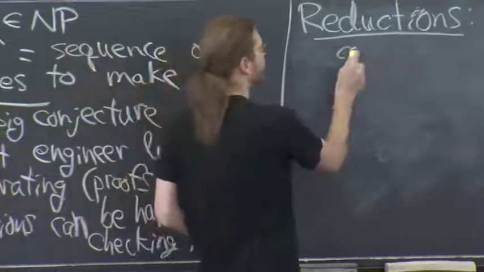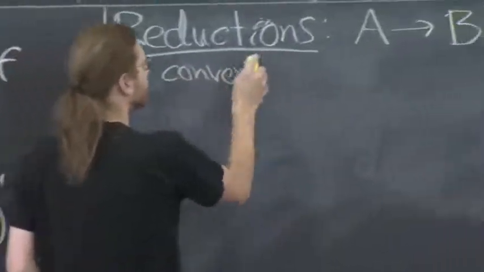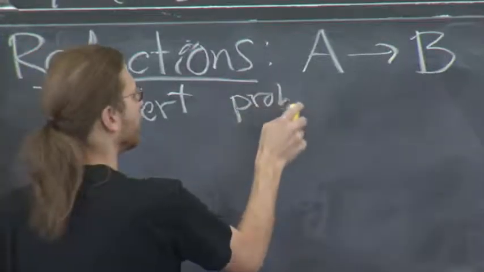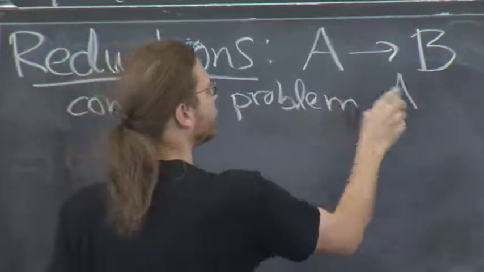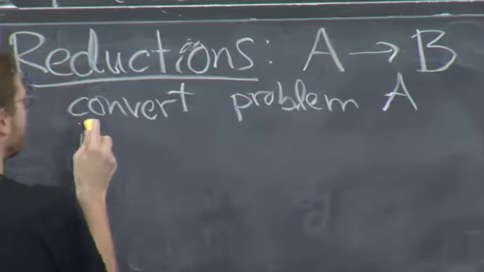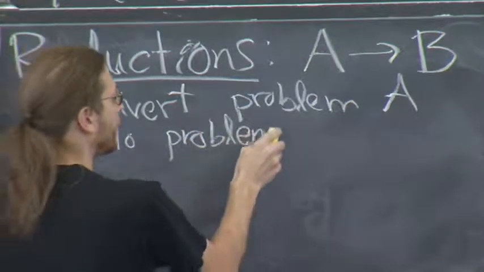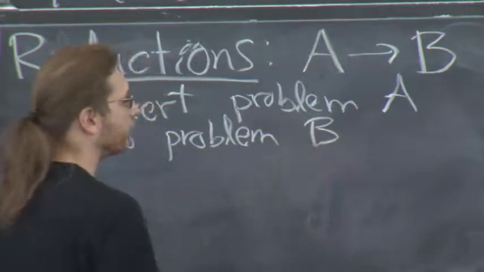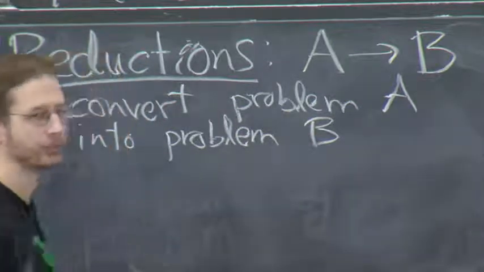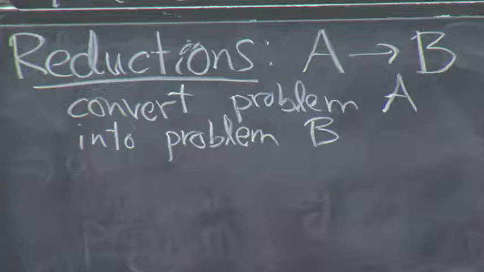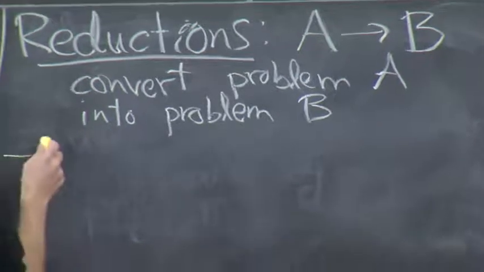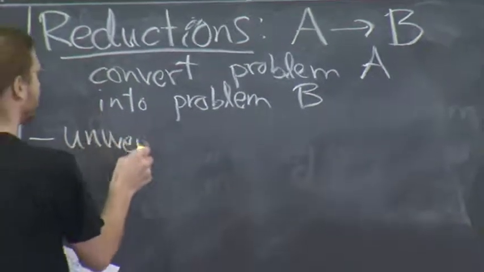So just convert problem A, which you want to solve, into some problem B that you know how to solve. That's reduction. Let me give you some examples that we've already seen, just to fit this into your mental map of the class. It's kind of a funny one, but it's a very simple one.